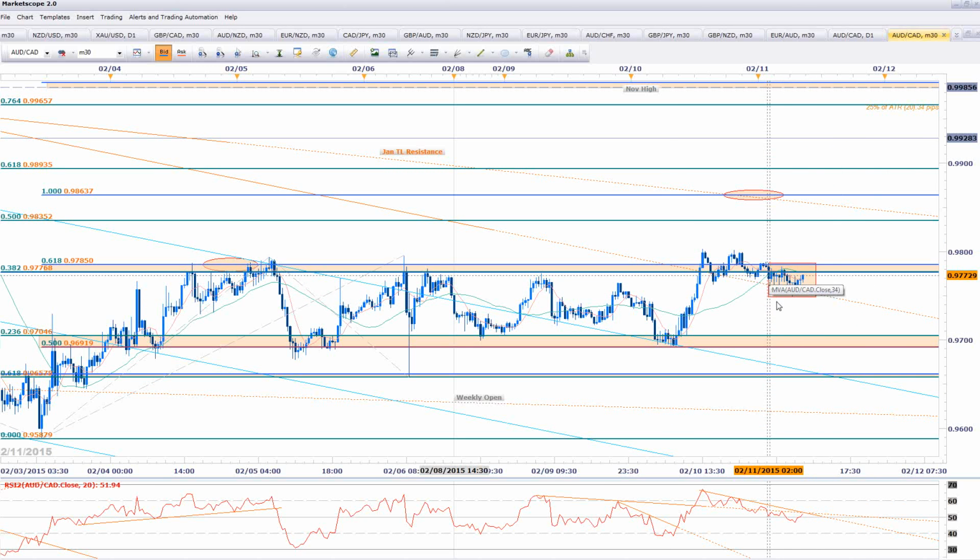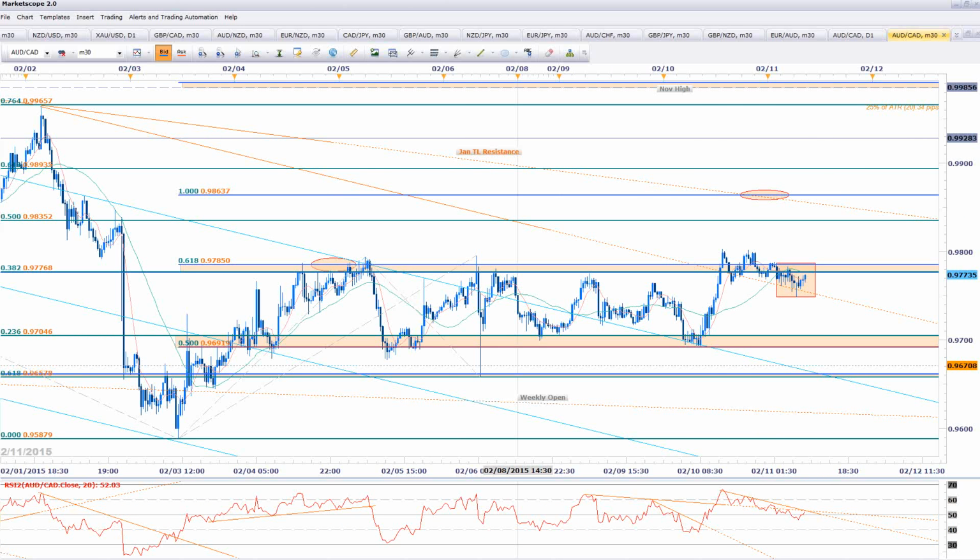Here's your European open. There's the low that we made so far in European trade. It is the invalidation level at 97.50. Topside break above the European highs, and you're looking for that run into 98.35. Questions on Aussie Cad?